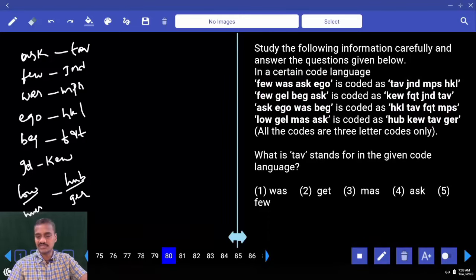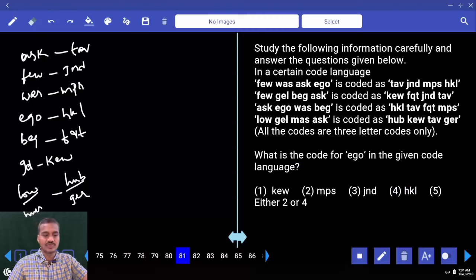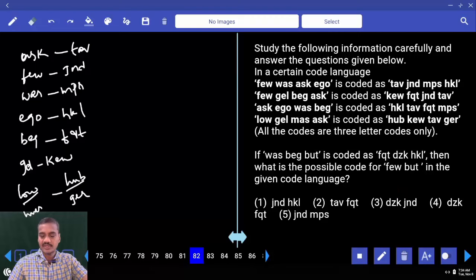Then what does TAV stand for? The code TAV stands for ask. Ask, that is choice 5 for 80. And what is the code for ego? HKL, that is choice 1 for 81. And 82, was beg but. Was is MPS.